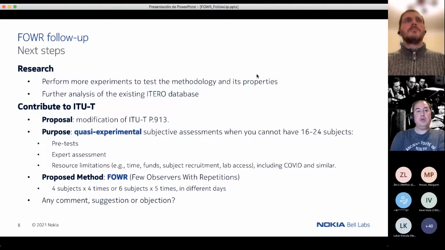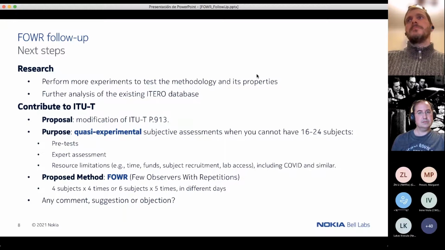So this is what I wanted to present. I mean, this is a follow-up of the previous research. Of course, if there are any questions, feel free to ask. And if there is any comment or suggestion on the methodology itself or on our planned contribution to ITU-T, that would also be very good to know. So I don't see any question yet, I guess.